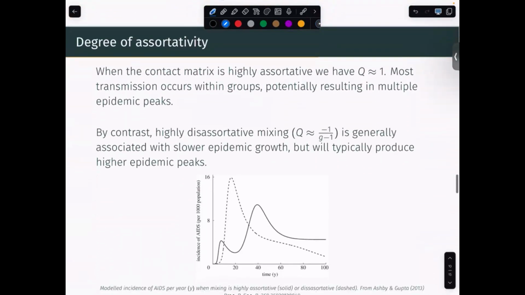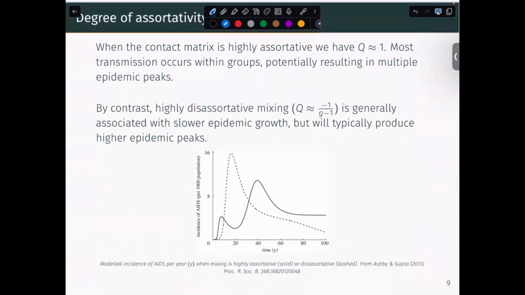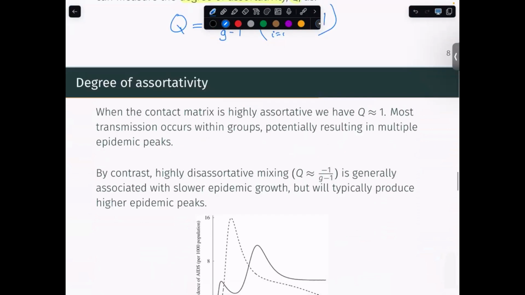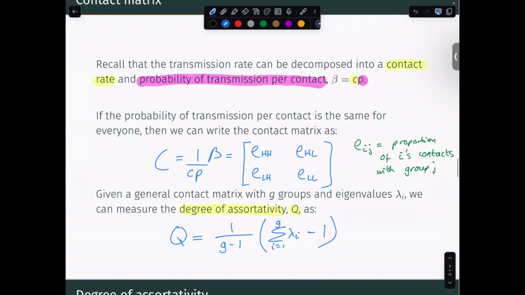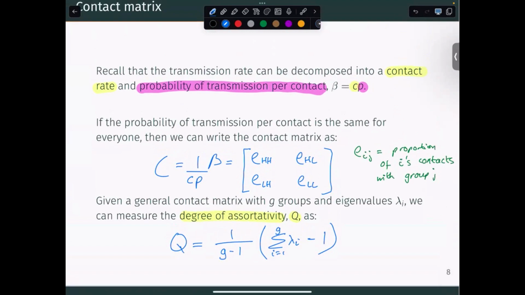So think about what happens if our contact matrix is highly assortative. So in other words, Q is approximately equal to 1. Before we go on to that, what would that matrix look like? If this is highly assortative, what's this matrix going to look like, or be close to? Don't worry about trying to work it out from here. Just think, what does it mean for this to be highly assortative? It's going to be like an identity matrix.